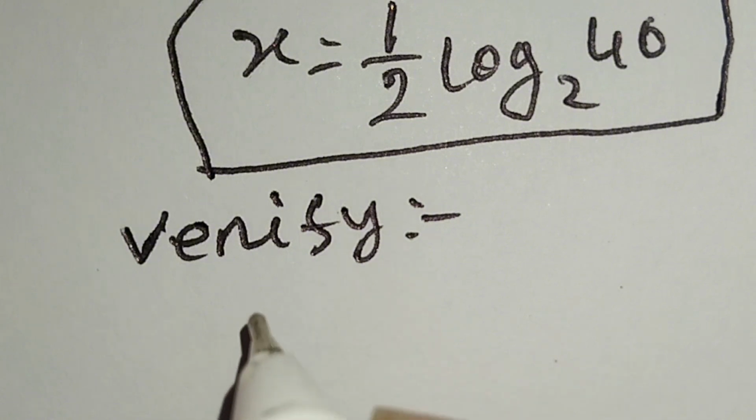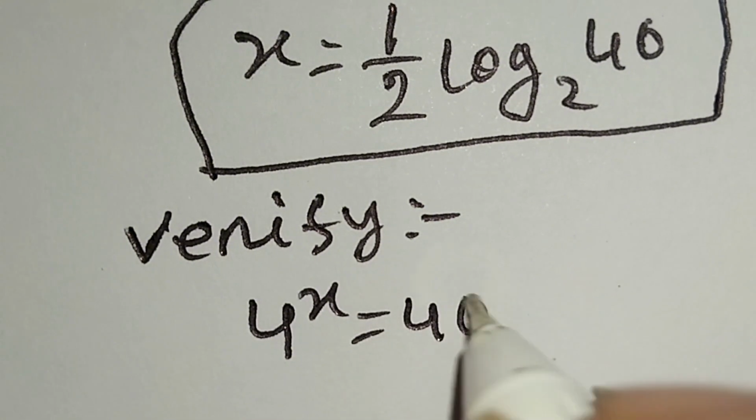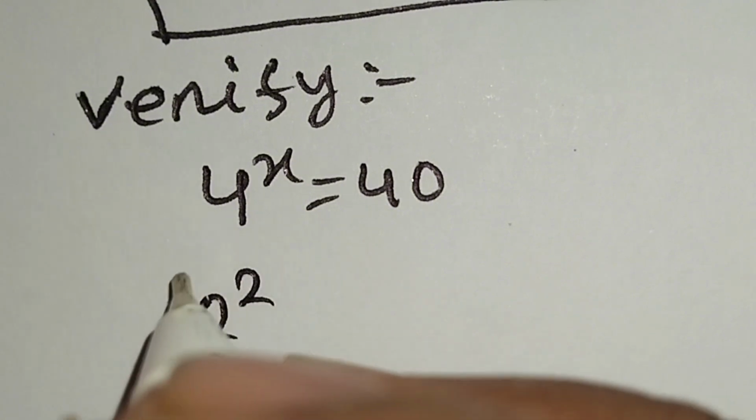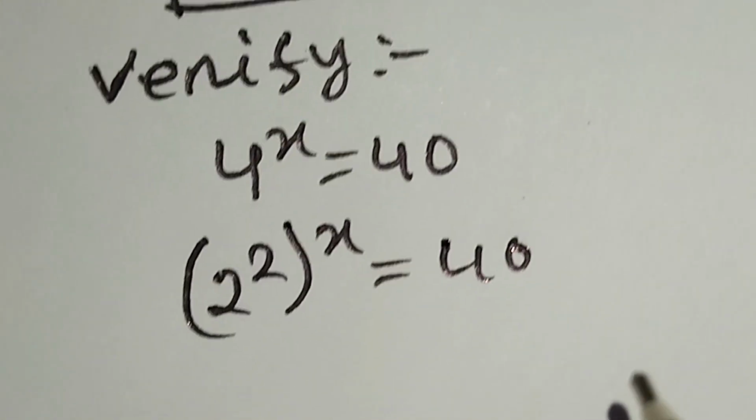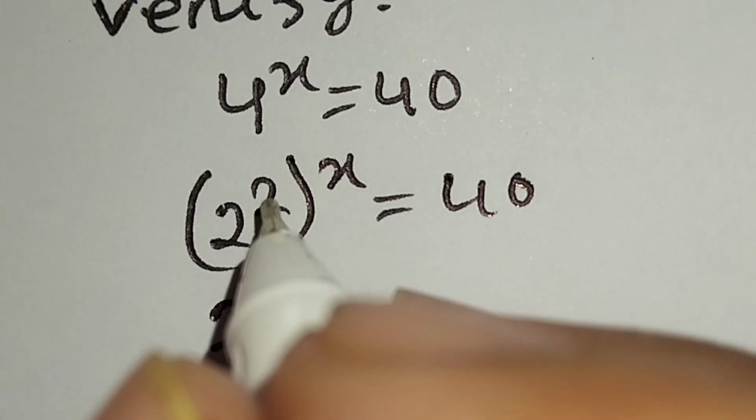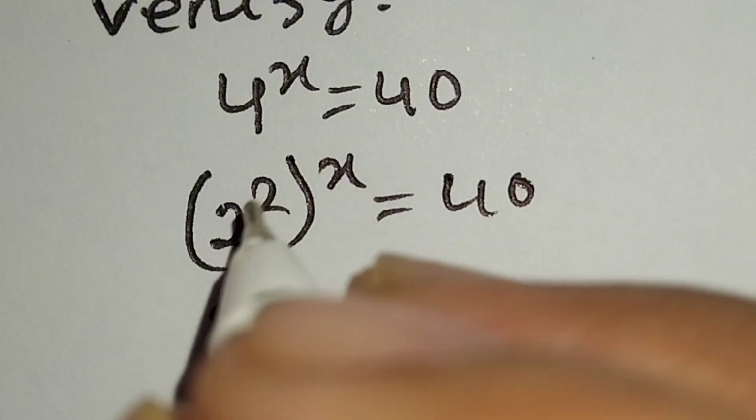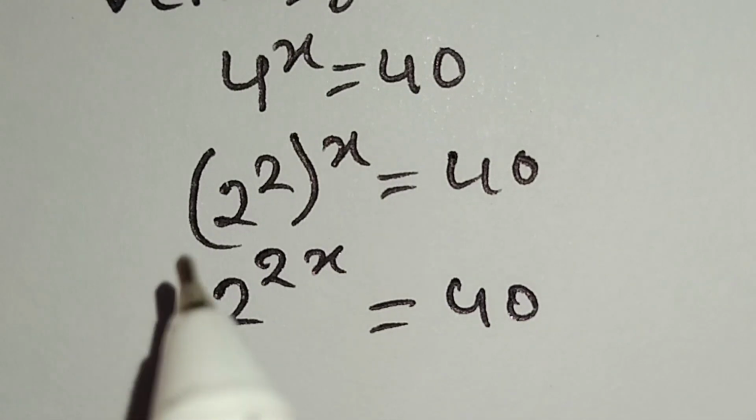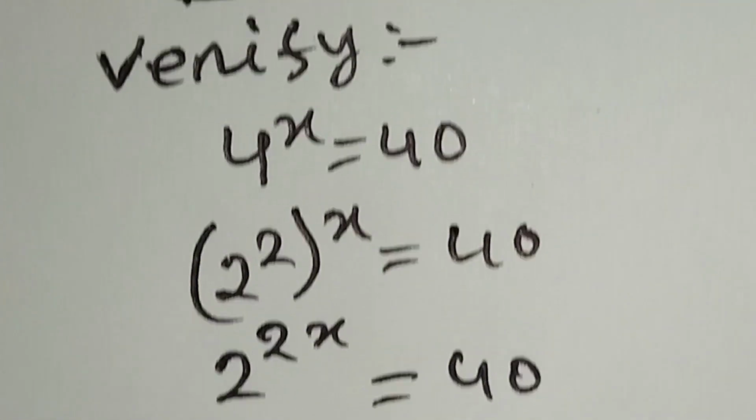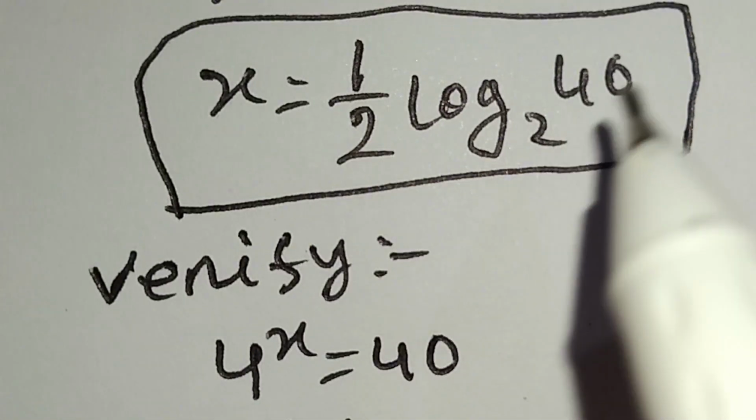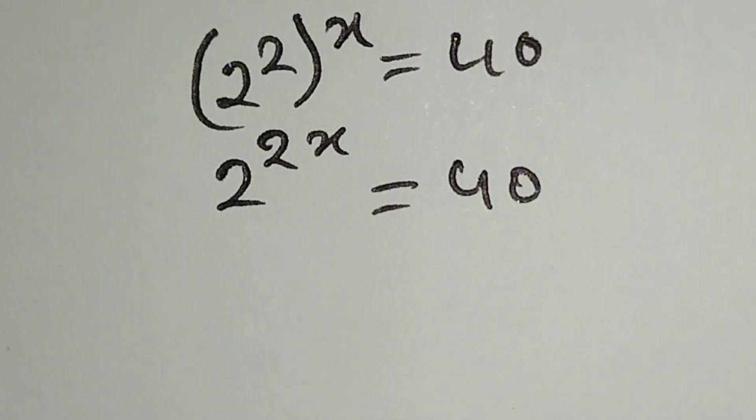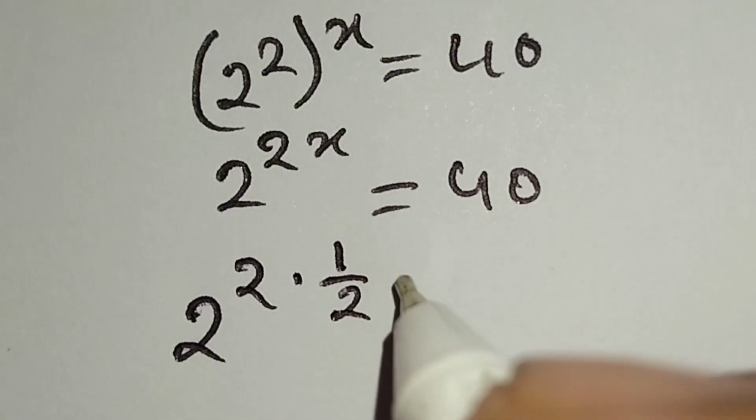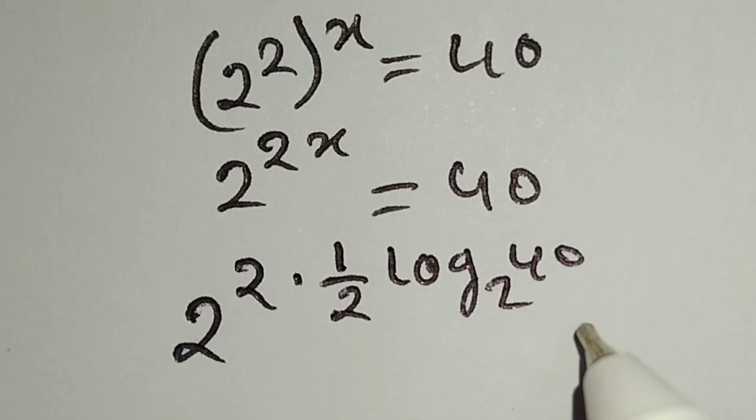Our main equation is 4 to the power x is equal to 40. We can write this 4 to the power x as (2 squared) whole power x is equal to 40. Here 2 to the power 2, whole power x, we can write this as 2 to the power 2x is equal to 40. Now we will substitute the value of x in this equation. Here the value of x is 1 over 2 log 40 to the base 2. So you can write here 2 to the power 2 times 1 over 2 log 40 to the base 2 is equal to 40.